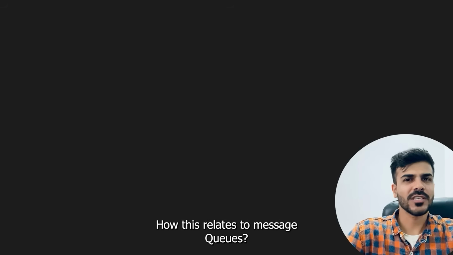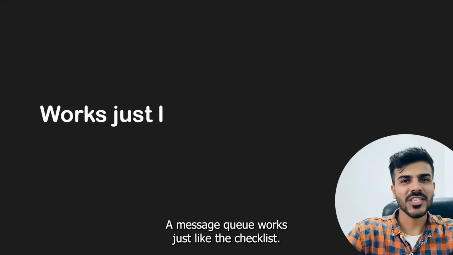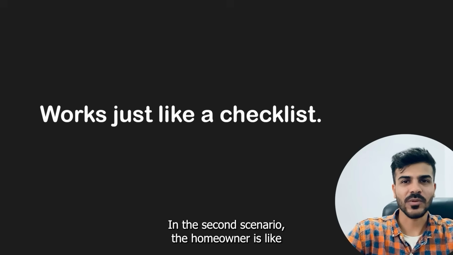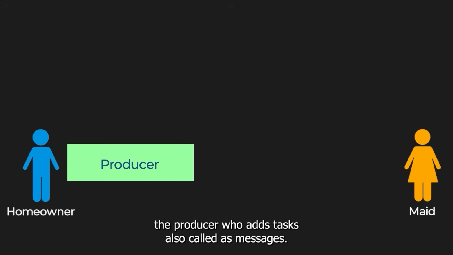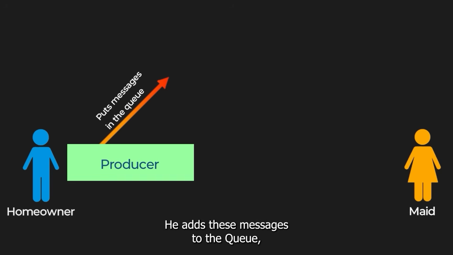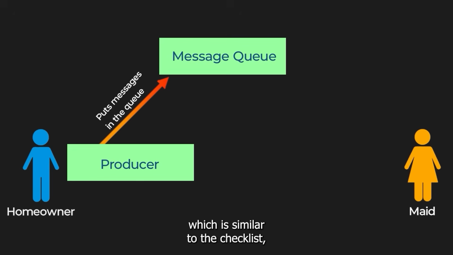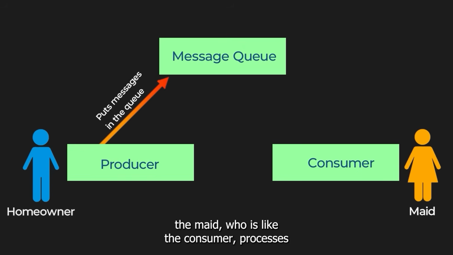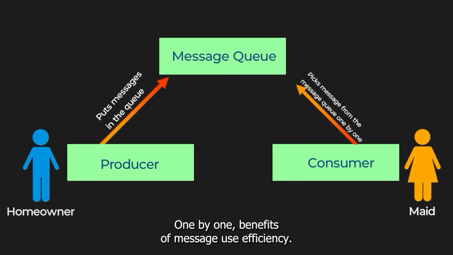How this relates to message queues? A message queue works just like the checklist in the second scenario. The homeowner is like the producer who adds tasks, also called messages. He adds these messages to the queue, which is similar to the checklist. And then ultimately, the maid, who is like the consumer, processes these tasks from the queue one by one.